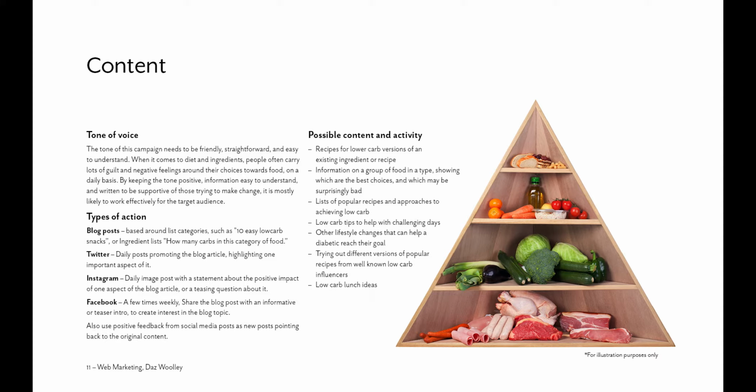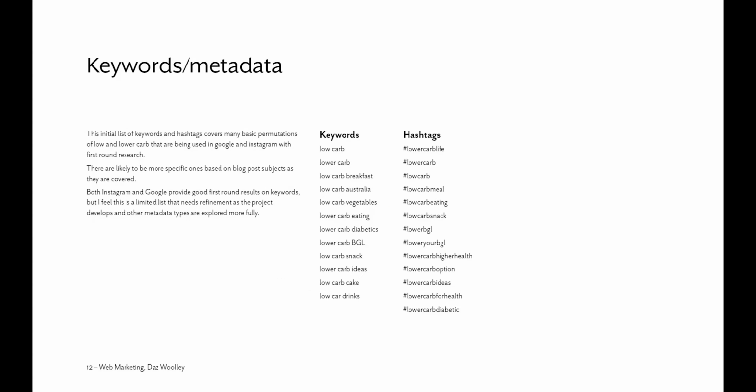The list of activity types here focuses on a few different types of info, from ingredients and recipes to habits and lifestyle tips, and the low-carb snack options are sure to be popular. Finally, while still a work in progress, we've covered off the basic keywords and hashtags, while on a journey to discover more in the lead up to the campaign launch.